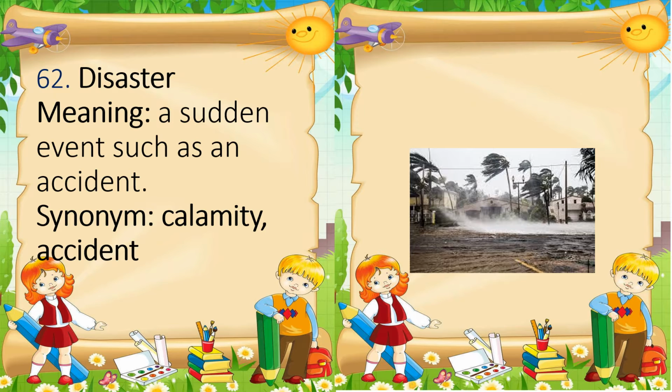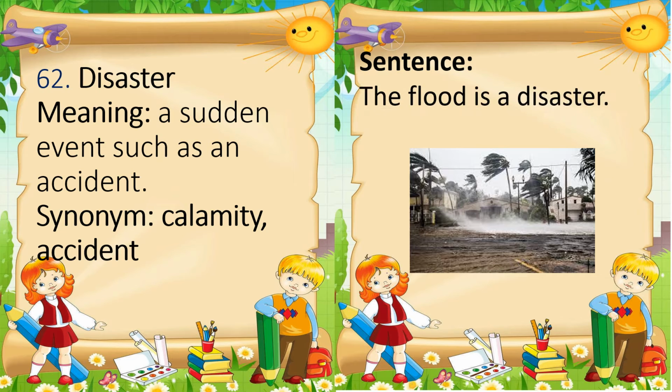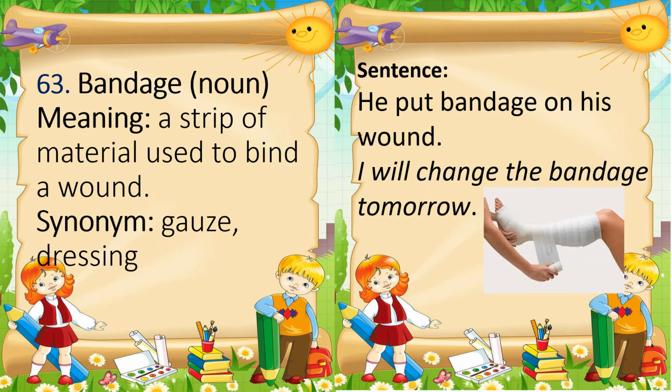An example for this is typhoon. Typhoon means very strong rain, heavy rain, and strong wind. For example, tsunami is also considered a disaster. Flood is also considered a disaster. So in a sentence, we can say the flood is a disaster. The typhoon is a disaster. And number 63, we have here bandage.